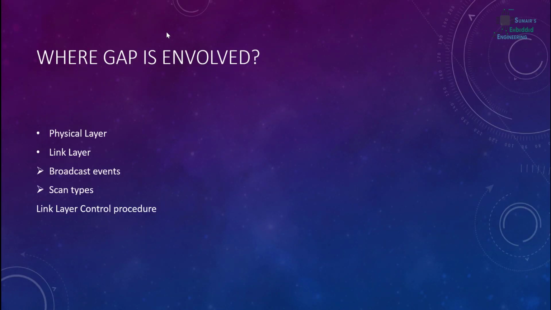So where GAP is involved: basically in the physical layer, when we are transmitting or receiving; in the link layer, when we are broadcasting or our device is in the scanning state or other states; in broadcast events; also in scan types, for example passive scanning or active scanning; and also in link layer control procedures, which are related to connection update procedures, encryption procedures, or the termination procedures, etc. And these are all the places where GAP is involved.